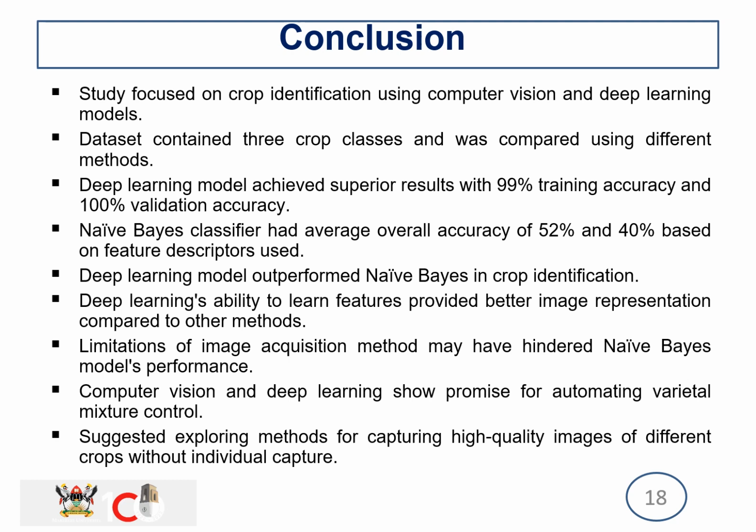The limitations of the image acquisition method might have hindered the naive Bayes in its performance, and we can see that computer vision and deep learning show promise for automating a variety of crop control tasks. It is suggested to explore methods for capturing high quality images so that maybe the models can learn much better in future.